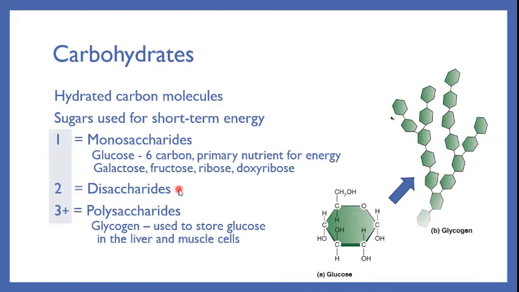If you combined 2 monosaccharides, I'll give you a disaccharide. And if we increase that to 3 or more, that is going to be a polysaccharide. Now, a polysaccharide that we'll get to know is called glycogen. Glycogen is when multiple glucose molecules are linked together and used to store glucose in the liver or the muscle cells.